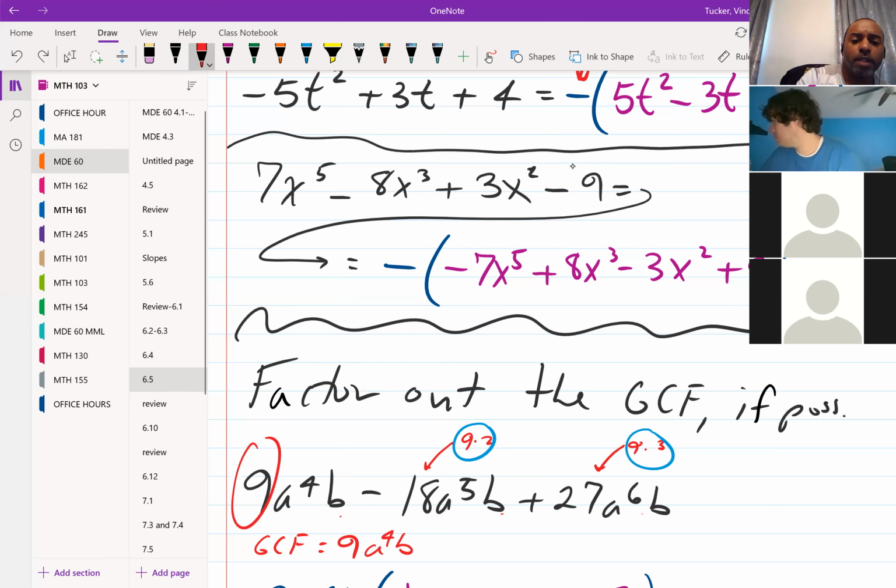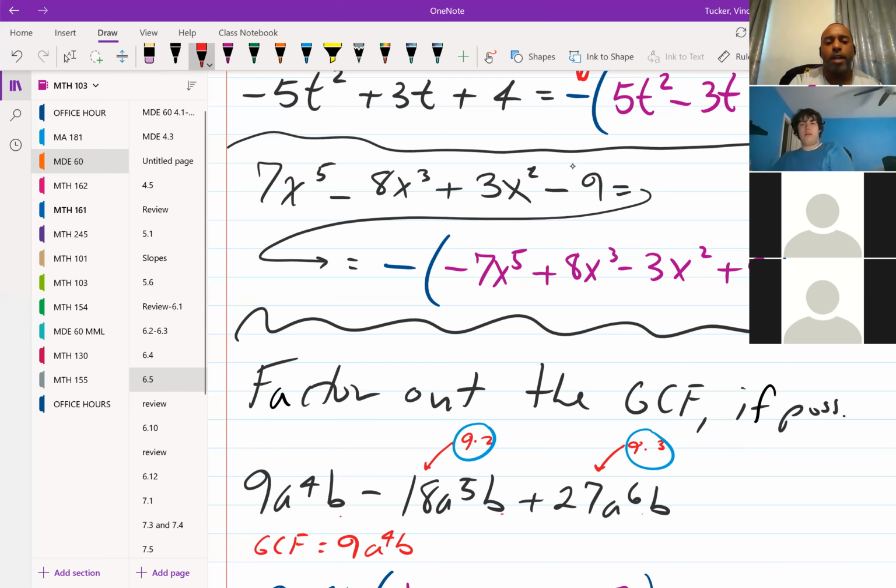Now this next one, 18, when you break it down, that's 9 times 2. And then 27 is 9 times 3. So when you look at all three numbers, the largest number that they have in common is the 9. It has 9 in all three terms. All right. I got that part down. When you get to the second part, man.